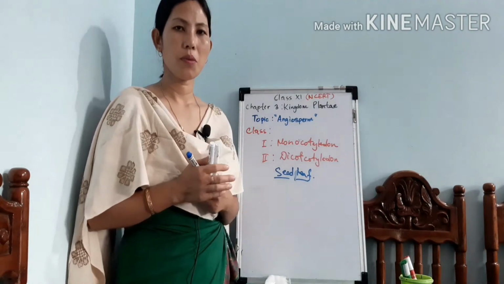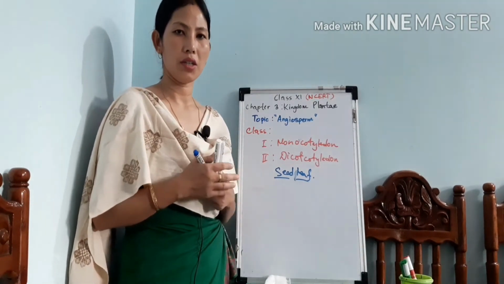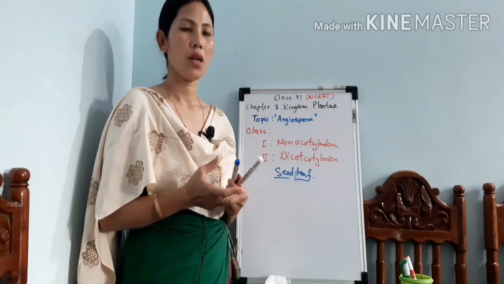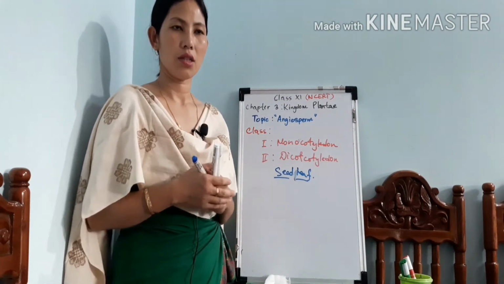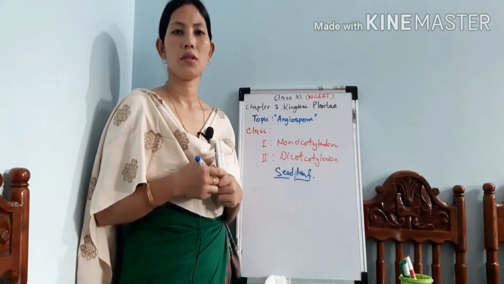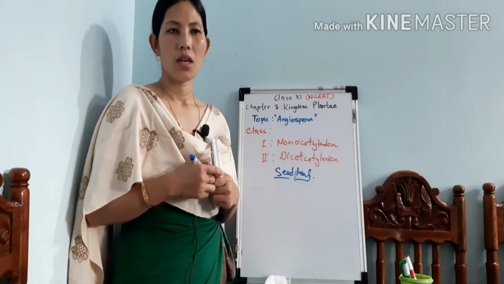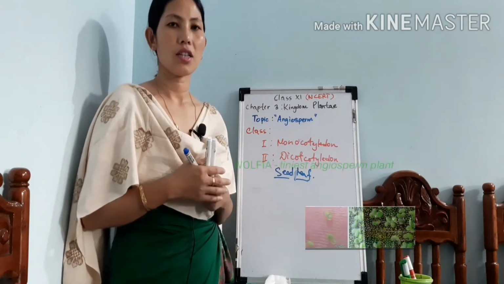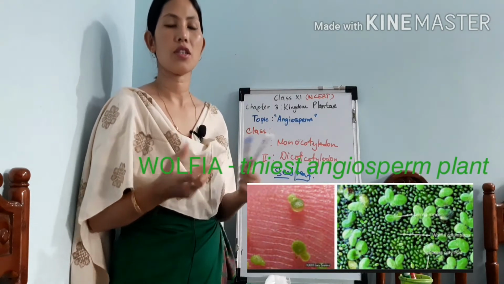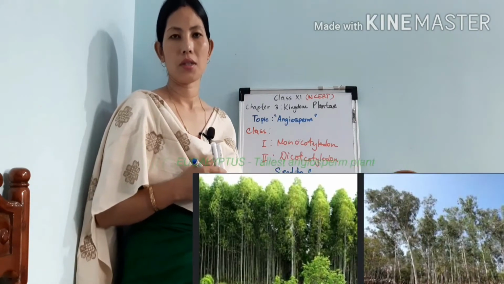And these angiosperms are widespread in nature. They are of diverse forms in various sizes, including the herbs, shrubs and trees. Some can be as tiny as wolffia, or as tall as eucalyptus.